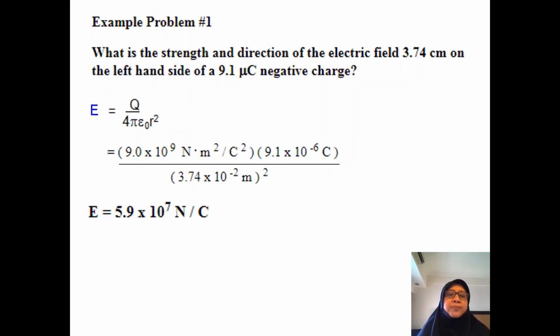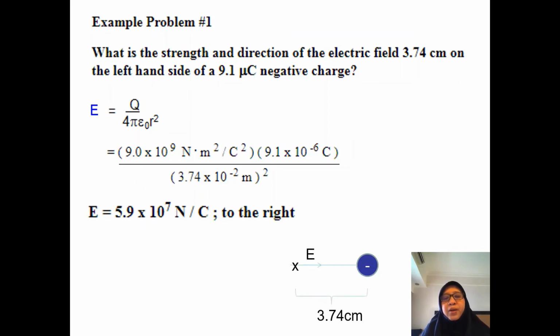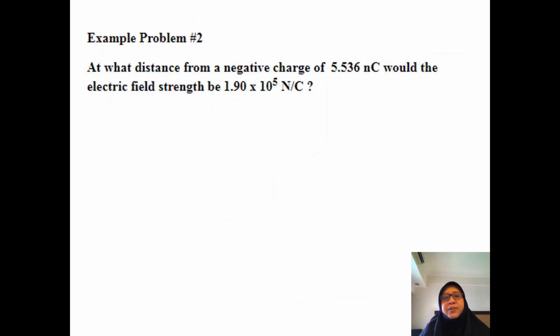Okay, so the direction is to the right, because this is a negative charge, 9.1 microcoulomb, so the direction is radially inward. Just draw one of the electric field lines. So 3.74 centimeter on the left hand side, that's why it's to the right. Okay, now we go to another example.